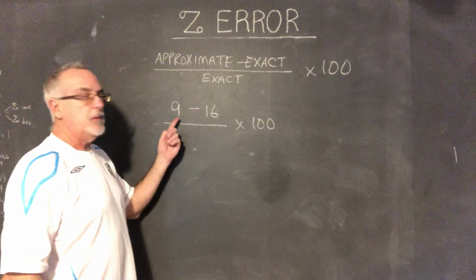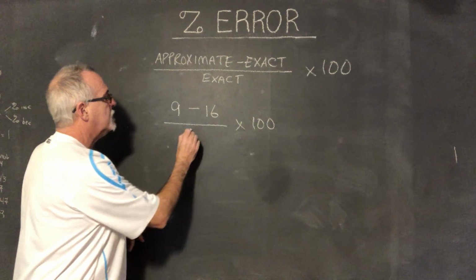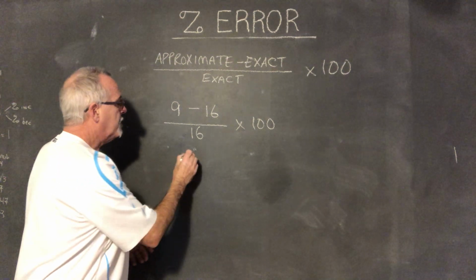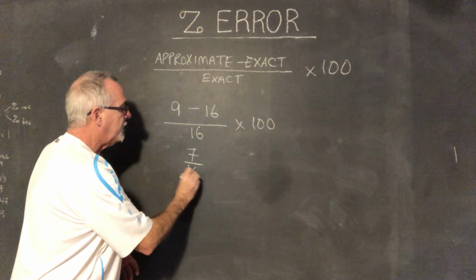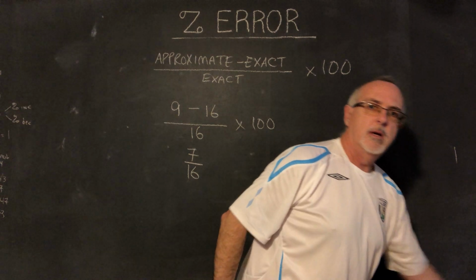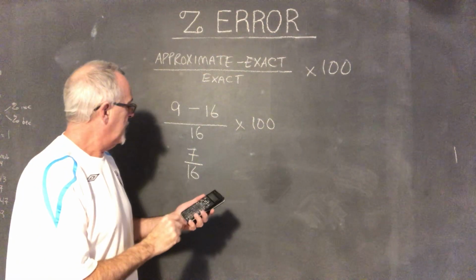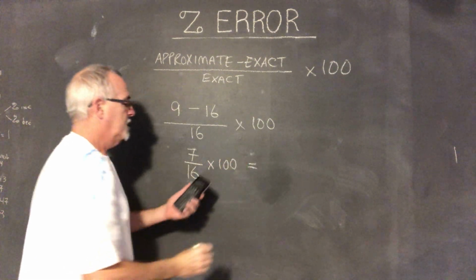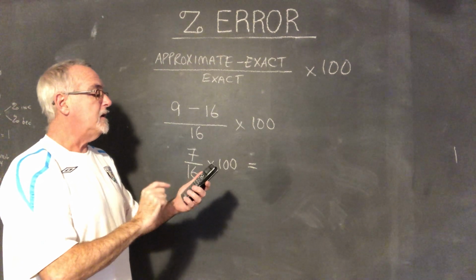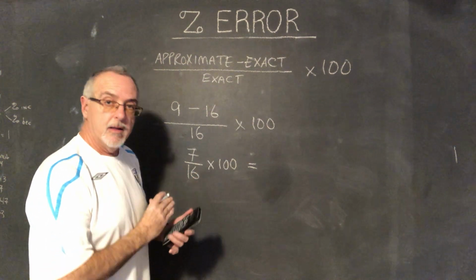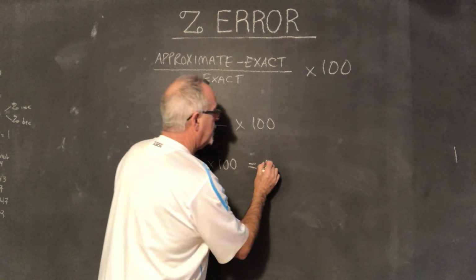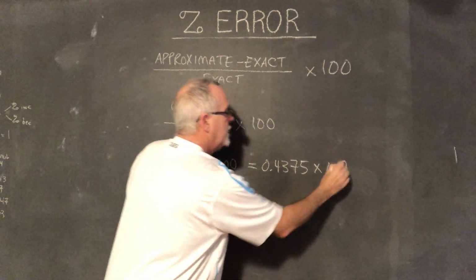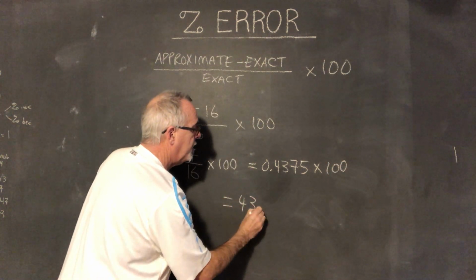So here's one of the times where we get the negative answer when we do the subtraction. I have to put 16 here as well. Don't forget that. Okay, 9 minus 16 is negative 7, but I'm just going to write 7. And we have 7 divided by 16, and I've learned my lesson. I'm going to use the calculator every time. 7 divided by 16 is 0.4375. It only goes to that many digits, so I'm going to write it all. 0.4375 times 100, which means we have a 43.75% error.